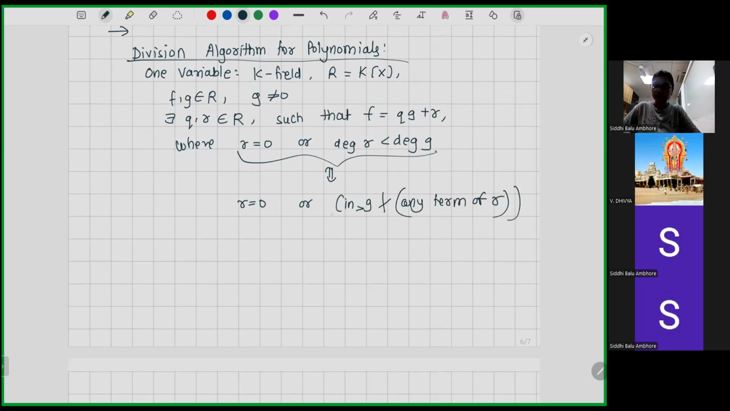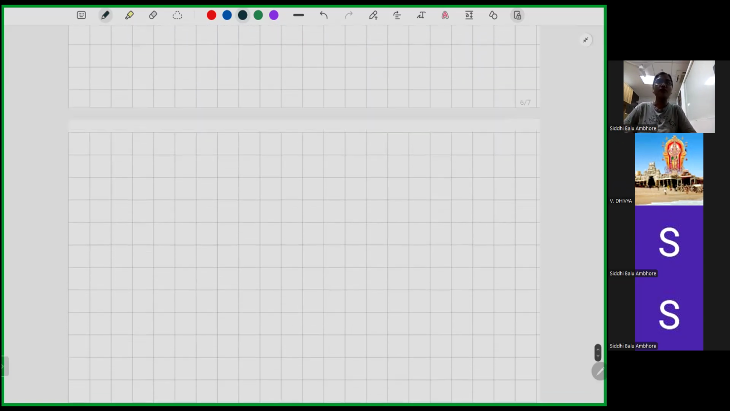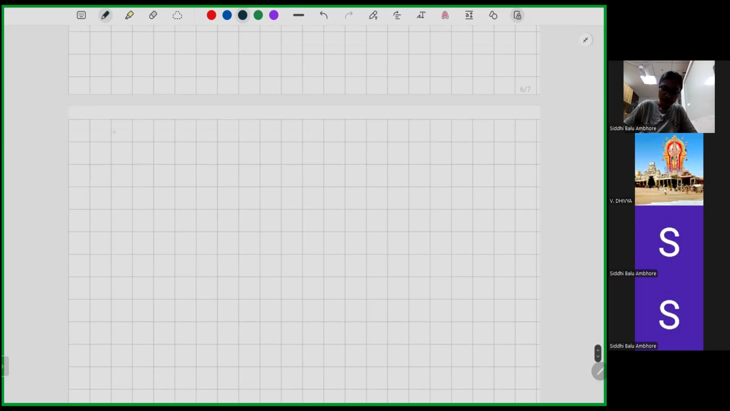is not divided by any term of r. Okay, so the initial term of g does not divide any term of r, and so on. Okay, so the definition is anyway given in the book. And for multivariable polynomials, so let me type, it is written as the multivariable case. It is given as a theorem in the book, in our notes.